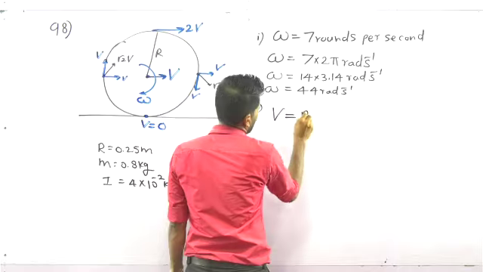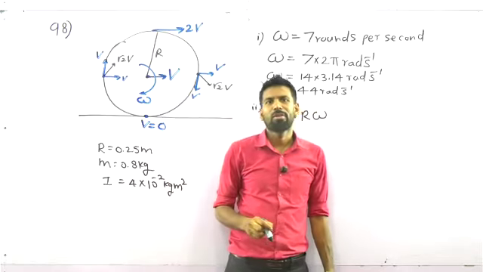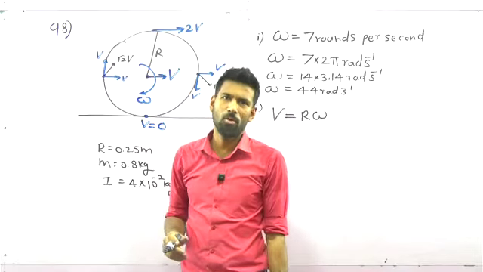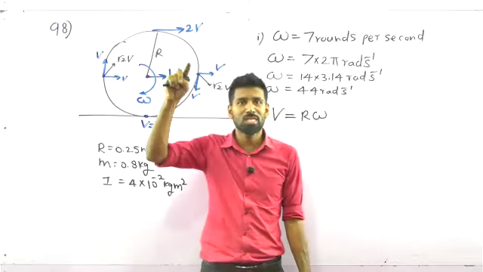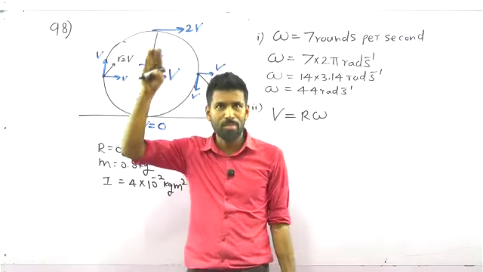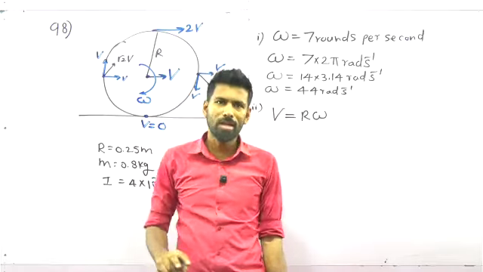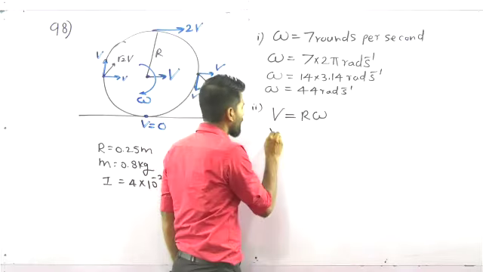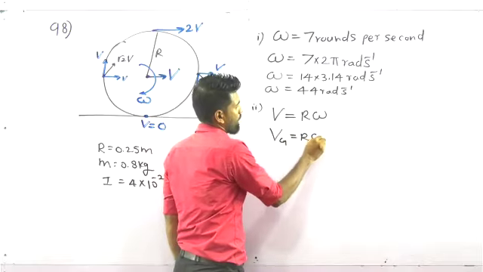Equation v equals R omega. Similarly, it's the same as the equation that we use in rotational motion. But in rotational motion, the tangential velocity is equal to R times omega. Here it's not the case. In a rolling, the velocity of the center of gravity, the velocity of the center, is equal to R times omega.